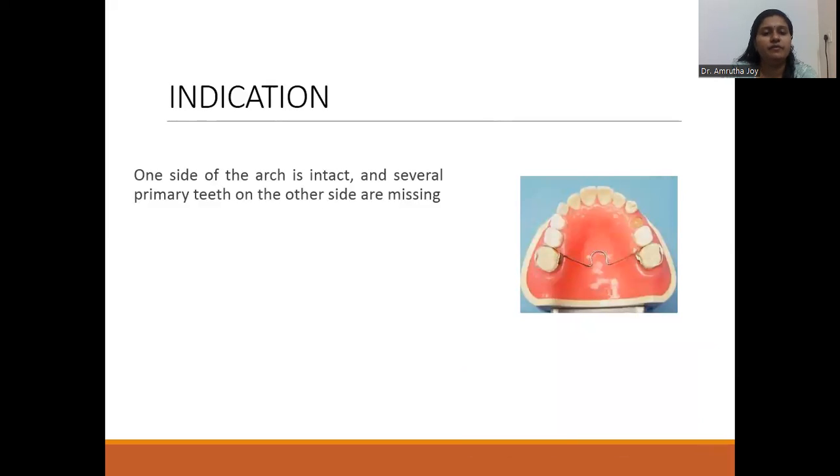Indication: when one side of the arch is intact and several primary teeth on the other side are missing. If a single tooth is missing, we can go for a band and loop space maintainer. But in case of multiple tooth loss unilaterally, we can go for a transpalatal arch. It has another application also: we can correct unilateral crossbite using this palatal arch.